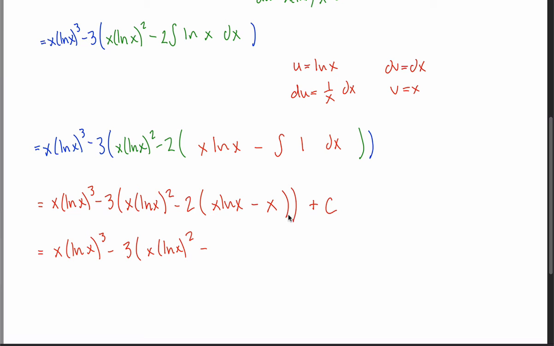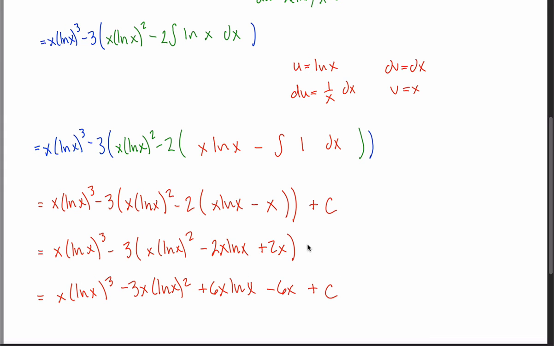What I'll first do is take this 2 and distribute it through these parentheses, or maybe the -2. So -2 times x natural log of x gives me -2x natural log of x. And then the -2 times the -x here gives me plus 2x. And now I don't have the green parentheses anymore, I just have the blue parentheses. And I can get rid of these blue parentheses in the next line by taking this -3 and distributing it through. So if the -3 hits this term, I get -3x natural log of x squared. And then if the -3 hits this term, then -3 times the -2 gives me a positive 6x natural log of x. And then finally, if the -3 hits the positive 2x, I get -6x, and I still have my c, which I didn't write on the previous line.